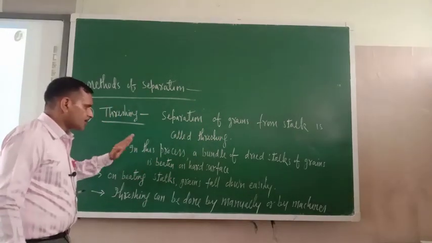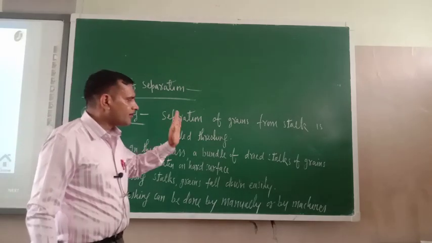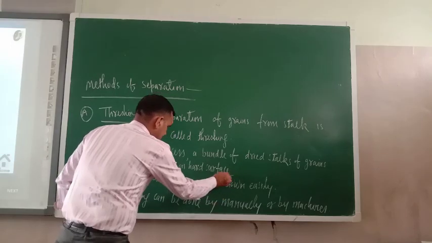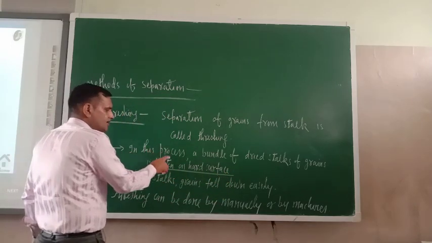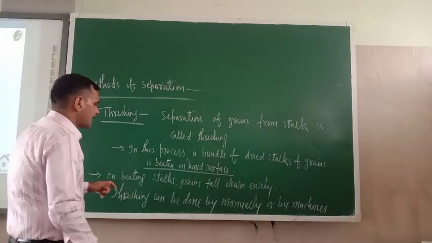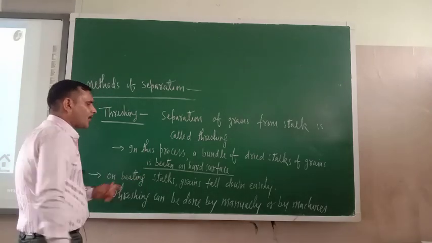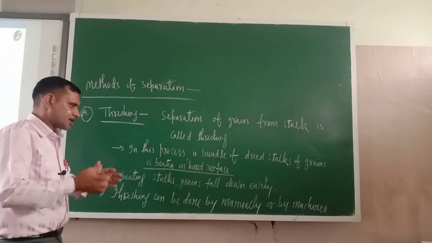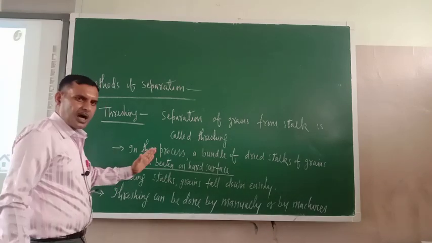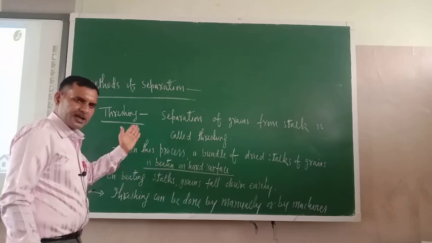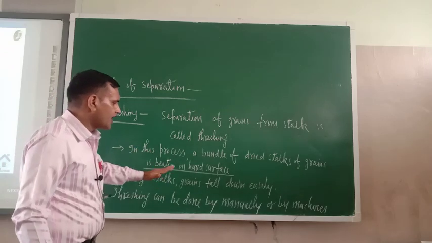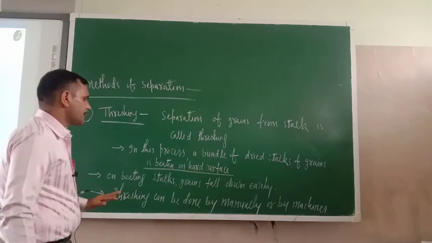Now in this process a bundle of dried stalks of grain is beaten on a hard surface. Just see, the bundle of stalks is hit on the hard surface, then grains will be separated. On beating the stalks, grains fall down easily.